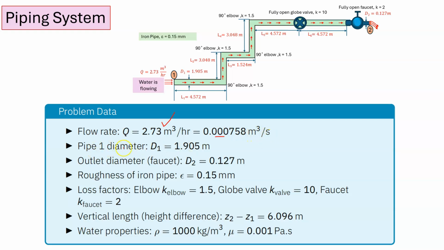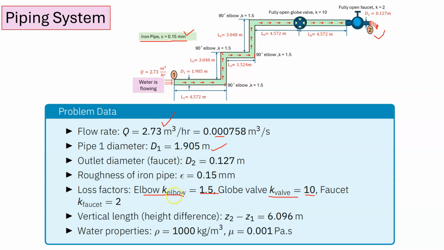So pipe section 1 diameter D1 is 1.905 meter, and the outlet diameter at the faucet is 0.127 meter, and roughness, as it is an iron pipe, epsilon, the roughness of iron pipe, is 0.15 millimeter. The loss coefficient for the elbow, K elbow, is 1.5. Here there are 1, 2, 3, 4 elbows, and one fully open globe valve, whose K value is 10, and one fully open faucet connected at the end, whose K value is 2.